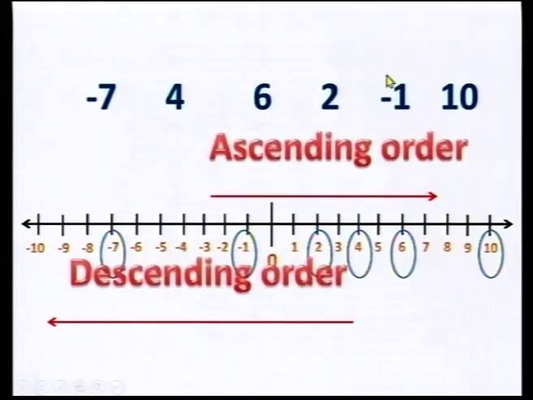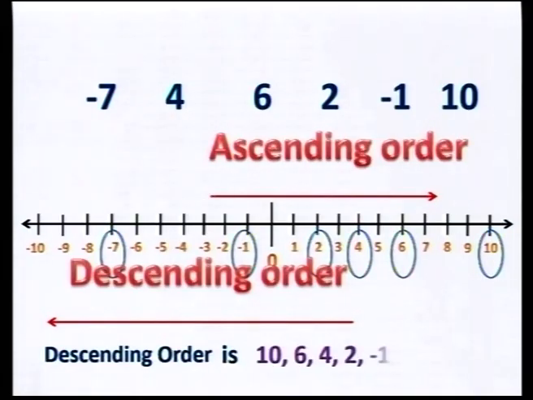Now we have to write the descending order of these numbers. So which number should you write first? Yes, it is 10. So the descending order is 10, 6, 4, 2, minus 1, minus 7.